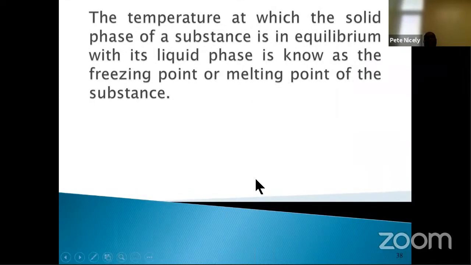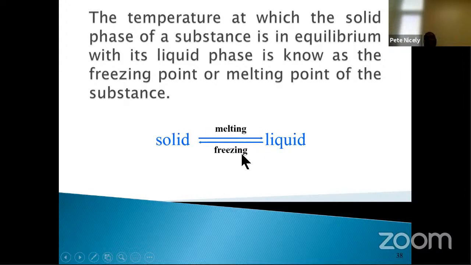So that's the reason why the melting point and the freezing point are considered to be one and the same, all right? So here is a definition of the melting point or freezing point, and that is the temperature at which the solid phase of the substance is in equilibrium with its liquid phase. So basically it's a temperature where you have this equilibrium taking place between the solid state and the liquid state. So you're gonna have the back and forth between those two, all right?